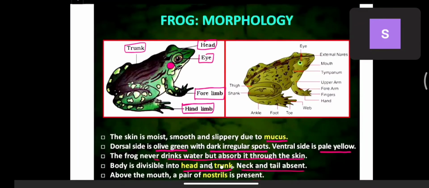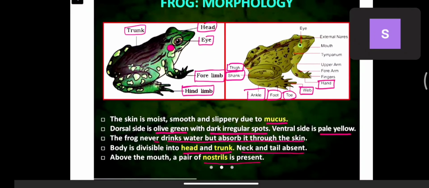These are some of the other parts which are given: thigh, shank, ankle, foot, toe. The foot is divided into webs, which are responsible for swimming also. Clear? In the forelimb you can find the hand, fingers, forearm and upper arm, along with the tympanum, mouth, and external nares. All these are the parts present in the frog.